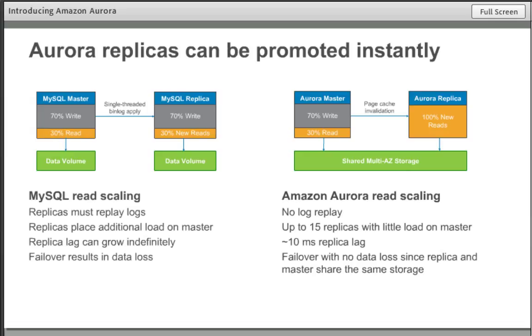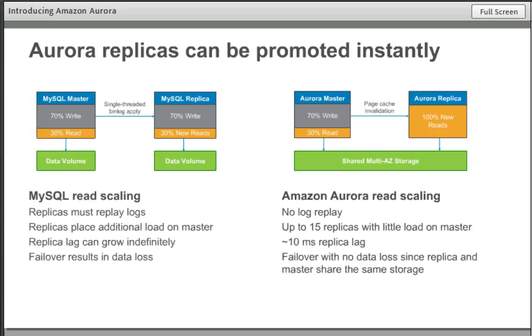Another advantage is that Aurora replicas can actually be promoted instantly. And the reason for that is that since we've taken the storage layer out of the database, there's a shared storage layer that both the master and the replica can access. So with MySQL, the replicas would be logical replicas, meaning that you would send an update to the master, and the master would send that query onto the replicas. And the replicas would have their own copies of the data, their own storage, and they would apply the change to their storage, and that's how the update would happen.